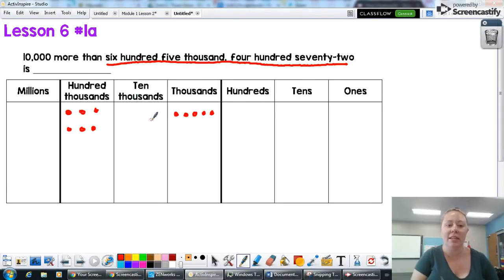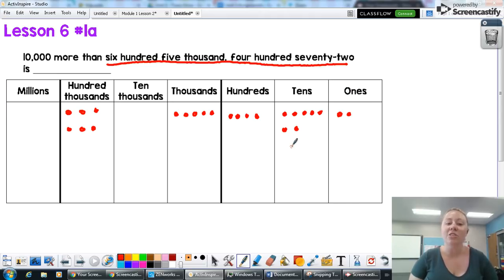Notice that there are no 10,000s. If there were 10,000s, it would say something like 635,000 or 25,000. I don't have any of those 20, 30, 40, 50, 60, any of those numbers. So there are no 10,000s. 472. So I have 400s. Here's that number 70. That tells me that those are 10s. I have 7 10s. And then 2 1s.